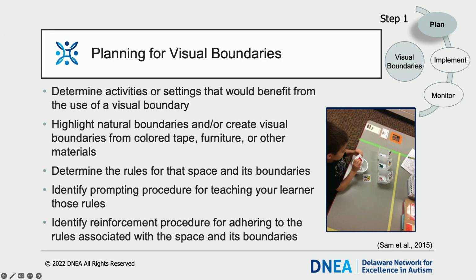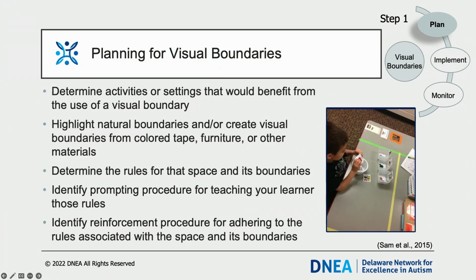When planning for visual boundaries, it's important to determine activities or settings that would benefit from the use of a visual boundary. It's important to remember to highlight natural boundaries and to create visual boundaries, for example, using colored tape, furniture, or other materials. Determine the rules for that space and its boundaries, for example, keeping the chair in the square or keeping hands and materials in the taped part of the desk.